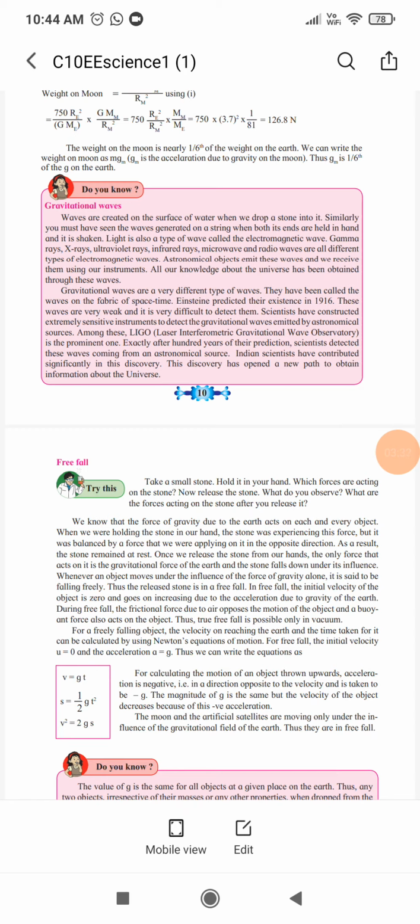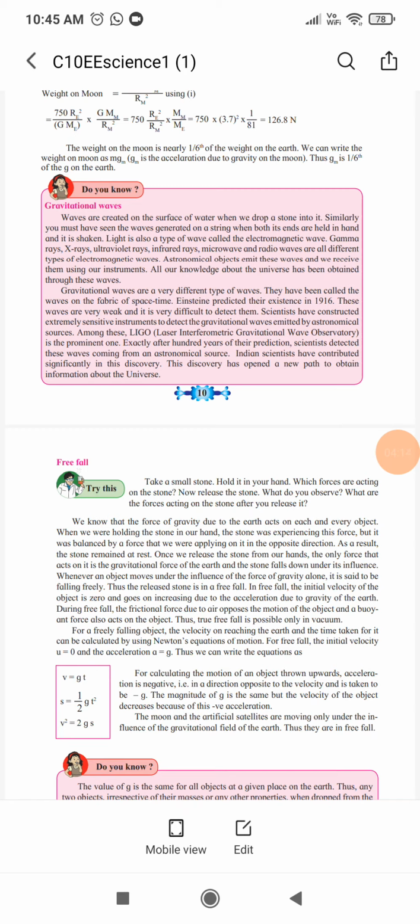Now in free fall conditions, when the stone is reaching the earth, whatever the velocity or speed is, and whatever the time is, it is calculated according to Newton's law, in the opposite directions or opposite motions. The initial velocity u will be 0.